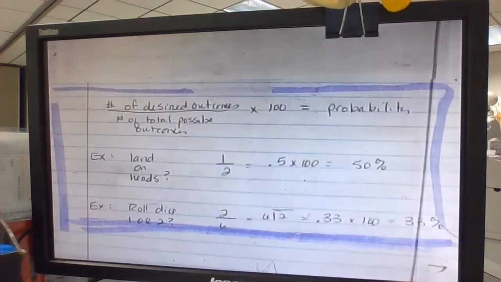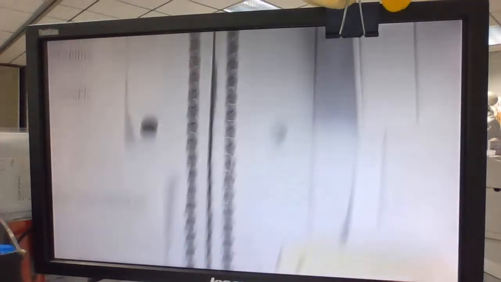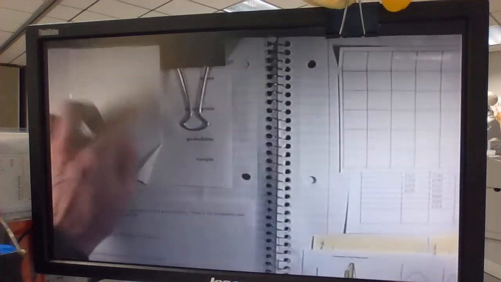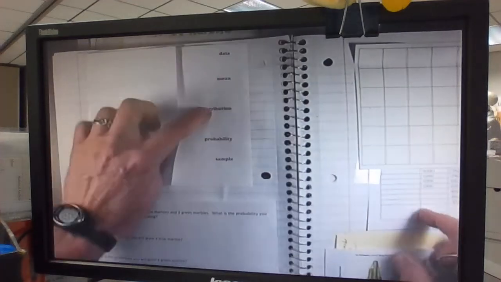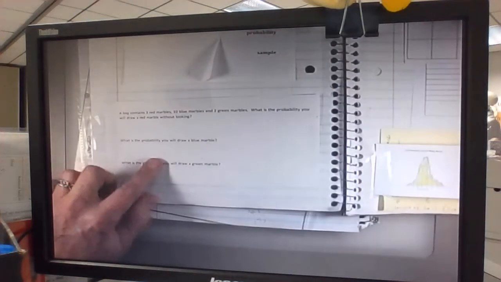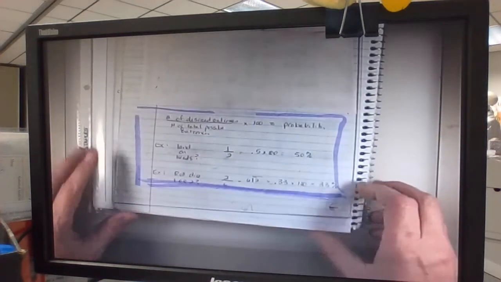Okay, so I'm just going to repeat for the video. We are on these 2 pages. We put the vocab in yesterday, and we did data, mean, and distribution yesterday. We're working on probability today. This is the little slip that we put underneath our vocab, and what we're writing is going underneath that page right there.